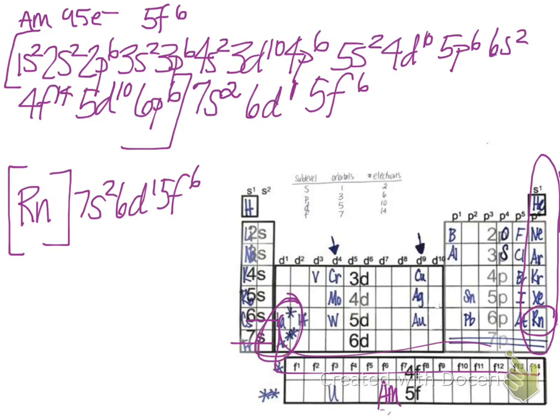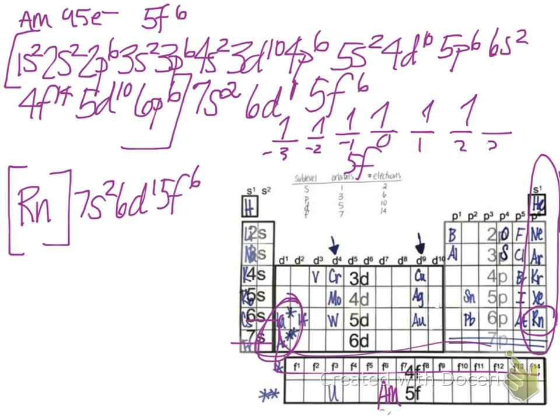If I wanted to figure out what the last electron was, I would just draw the orbital diagram for the last part. So in this case, I would say 5f. How many orbitals does an f have? 7. 1, 2, 3, 4, 5, 6, 7. And the labels are negative 3, negative 2, negative 1, 0, 1, 2, 3. So I would say my last electron would be 5, because I'm in the 5th energy level.